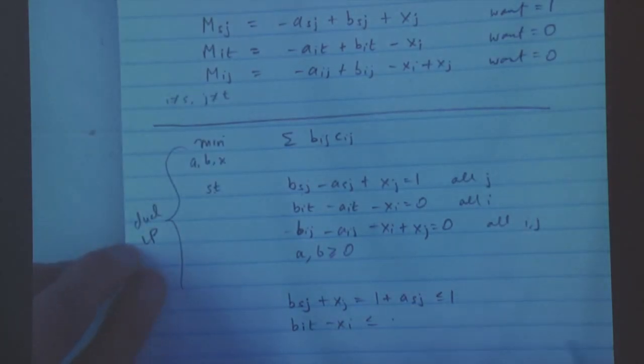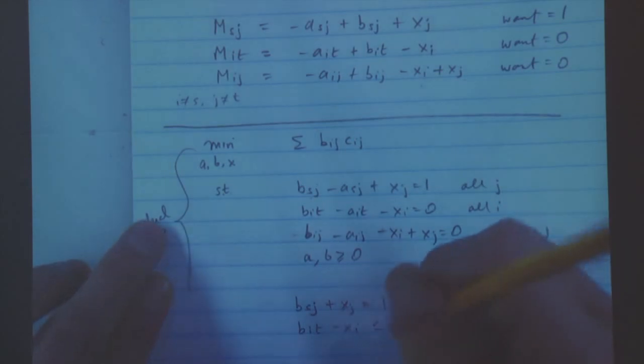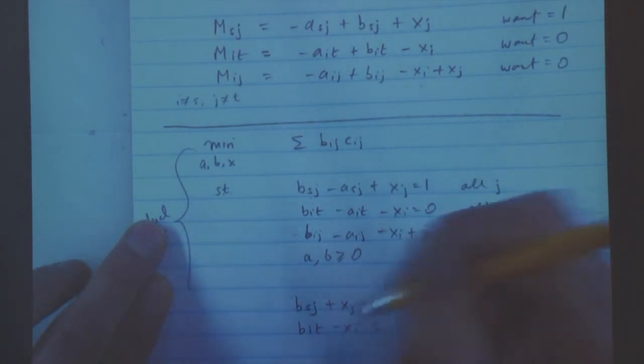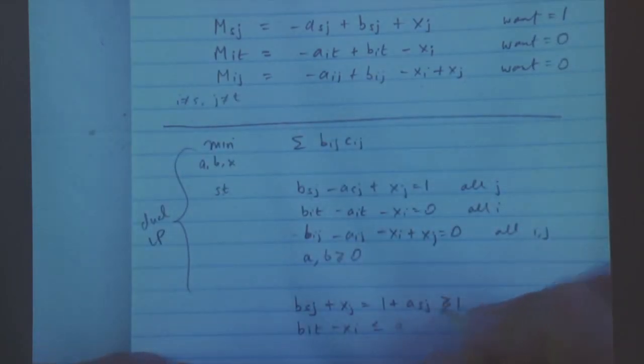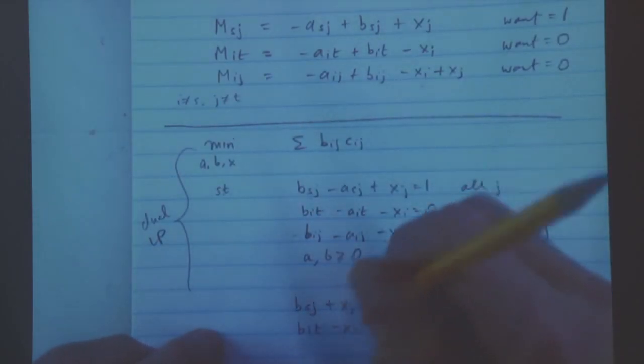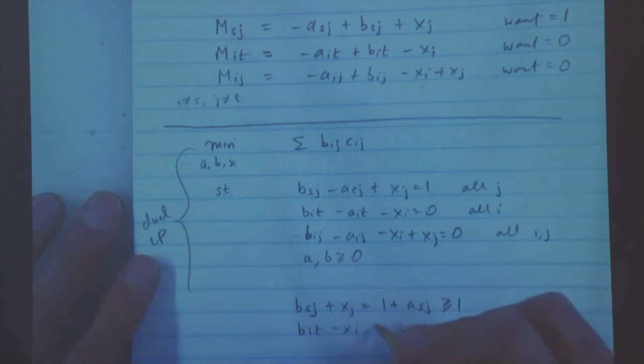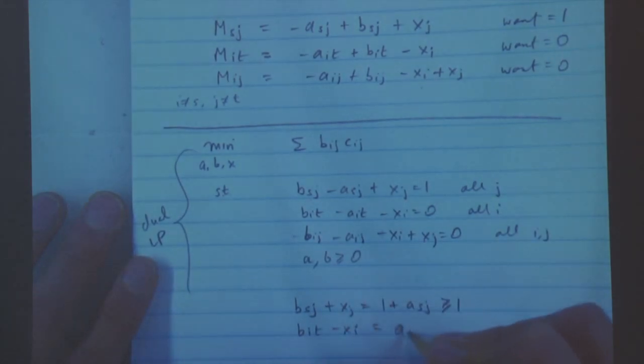No, I have the signs right. So less than or equal to this line? Right, sorry. Yeah, of course. Since a is non-negative, it has to be bigger than or equal to 1. Right, this is equal to ait, which is bigger than or equal to 0.